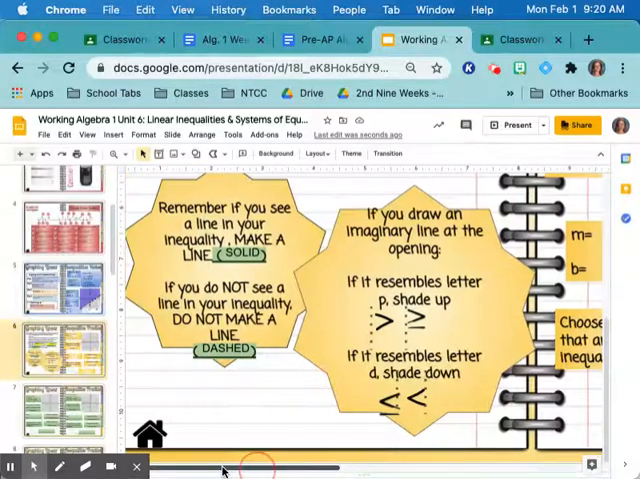If you draw an imaginary line at the opening, if it resembles letter P, shade up. If it resembles letter D, shade down. So these are just other ways of remembering. I also told you if it's greater, that means above, less means below.